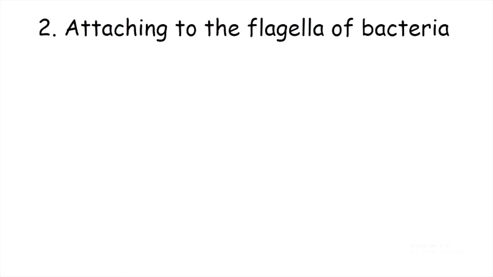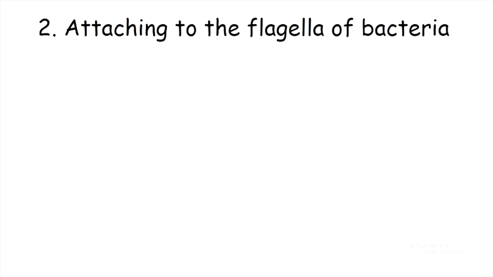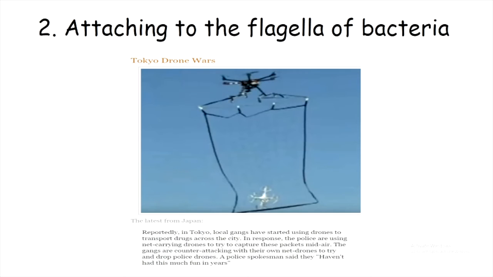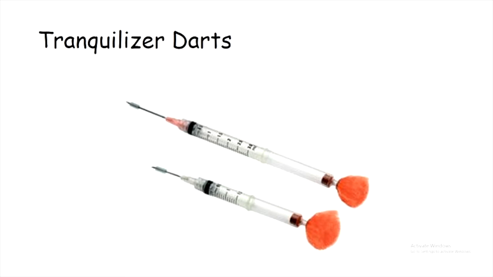The second type of antibodies that we're going to cover are the ones that attach to the flagella of bacteria, as shown in the diagram. However, to find an example for this in real life, you could technically apply the same example of the Tokyo Drone Wars. However, that would be unoriginal, so I thought of a different solution. Instead, let's use the example of tranquilizer darts.